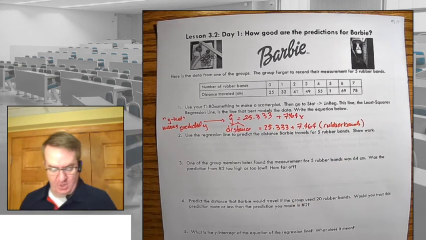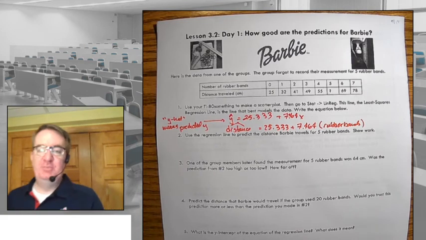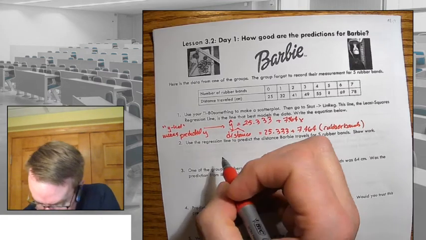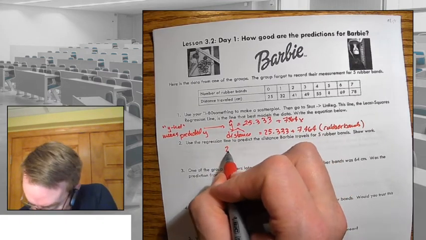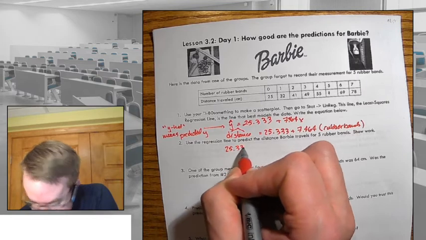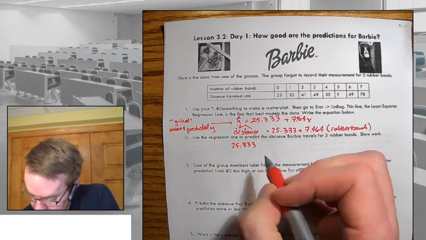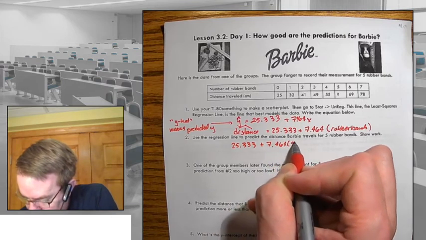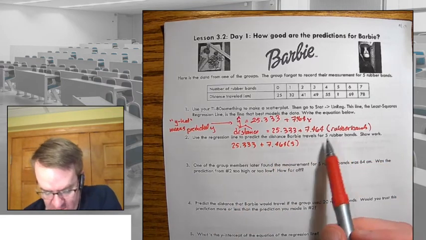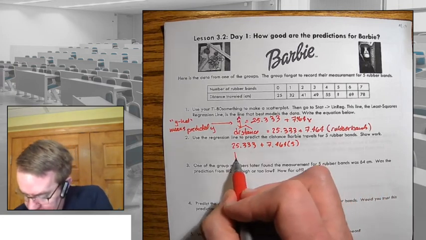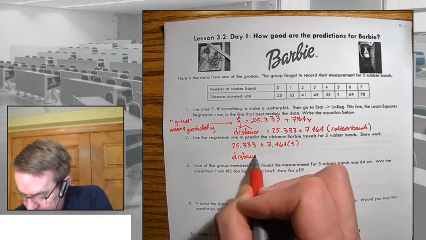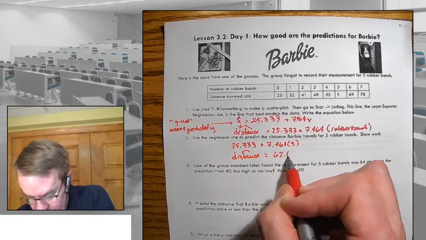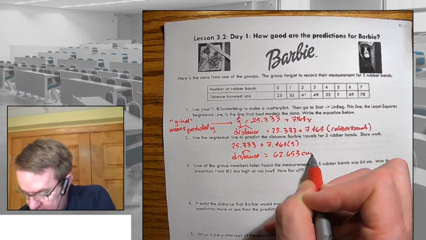Okay? So now if I want to use that regression line to predict what they came up with for number 5, what we would end up doing here is this. We would say, okay, 25.33 plus my 7.464 times 5 rubber bands. Why? Because that's what x is. So when I do all that math, I type it in, my predicted distance is going to end up equaling 62.653 centimeters.